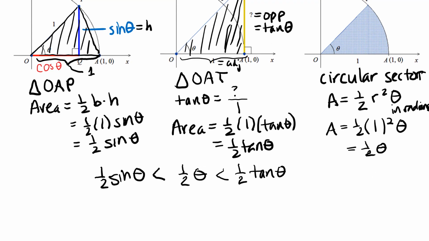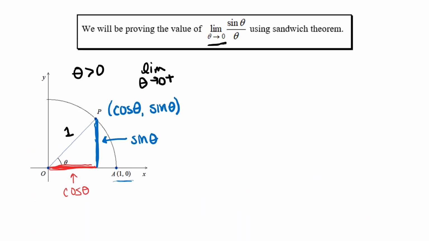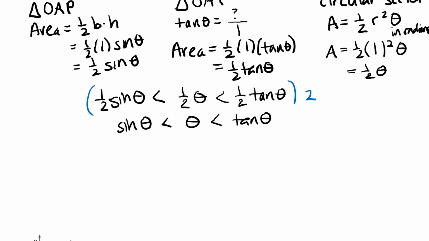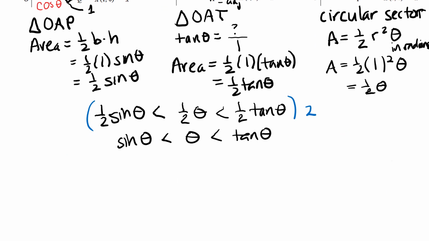All right, so the first thing we can do here is multiply through this inequality by 2. If I'm multiplying through by a positive number, that doesn't change the direction of the inequalities. So I'll have sine theta is less than theta is less than tangent theta. So what I really want is to look at the original limit. Let me just scroll up so we can look at that. The limit as theta approaches 0 of sine theta over theta. There are a couple ways I can get that, but that's the expression I really want in the middle here, sine theta over theta.